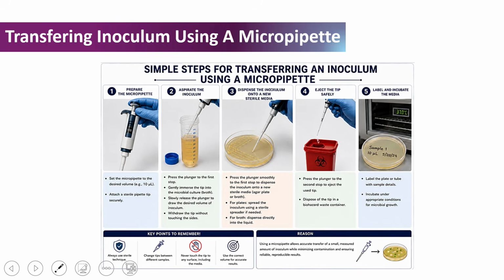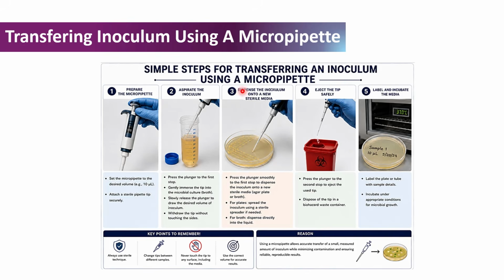Let's look at the simple steps for transferring an inoculum using a micropipette. The first step is to prepare the micropipette by setting it to the desired volume and attaching the sterile pipette tip to it. The next step is to aspirate the inoculum by pressing the plunger to the first stop, gently immersing the tip into the microbial culture, and slowly releasing the plunger to draw the desired volume of inoculum.